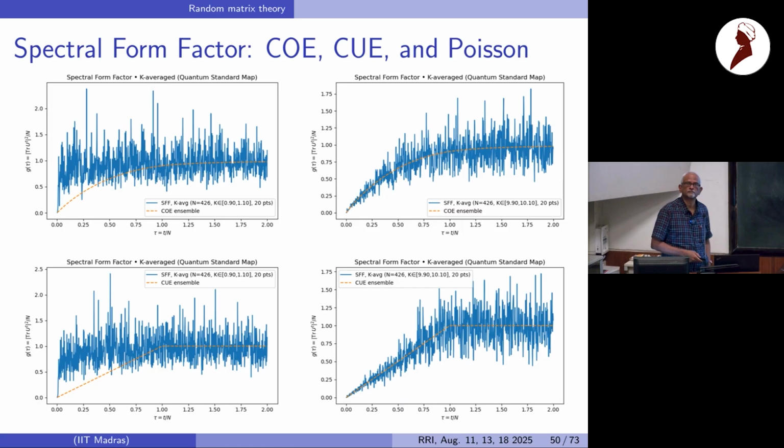So there's a range of k. I just see to it that it's not a senseless value like 9.9 to 10.1. It's chaotic. It's roughly the same amount of classical chaos.